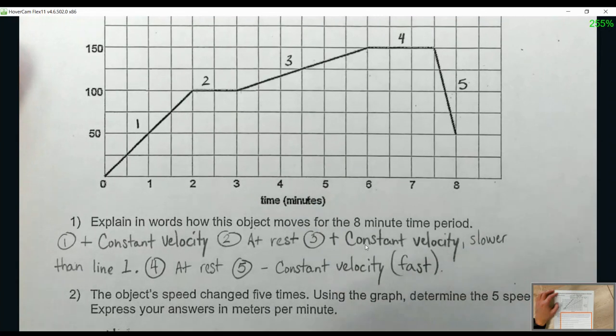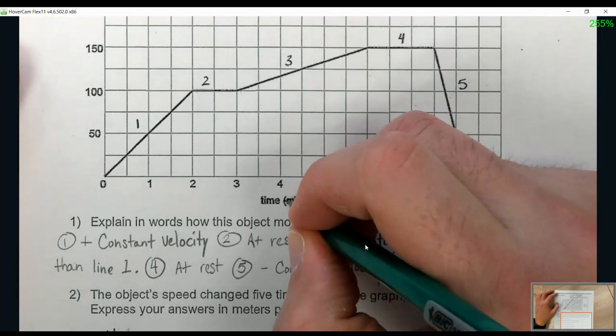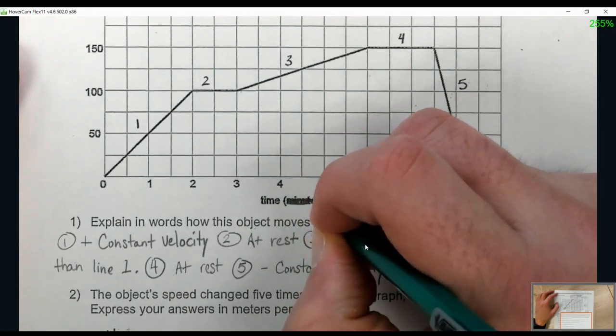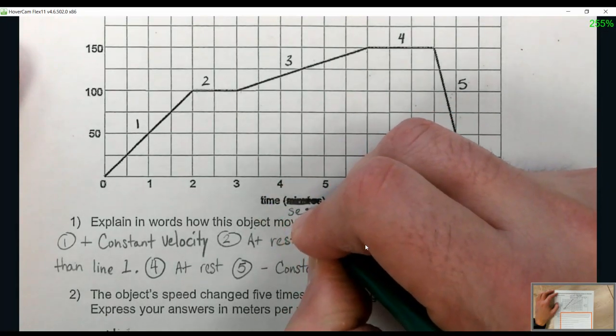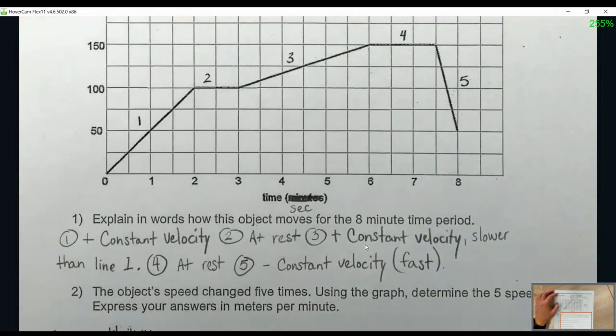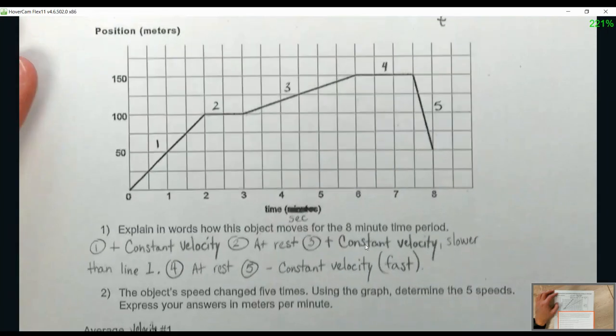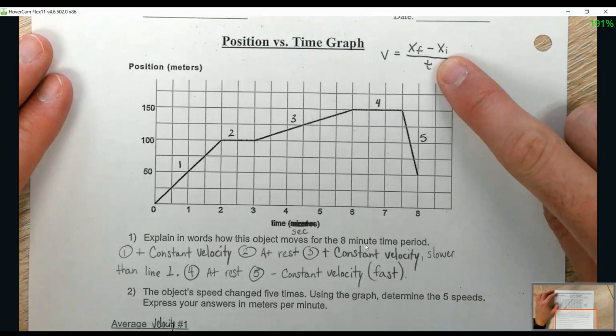Just for the units, I want to try and stay in meters per second here, so we're just going to cross out the word minutes, guys. Cross out the word minutes and replace that with seconds. You want math again? Let me write. All right, so now I left the equation for you guys for velocity in the top right-hand corner.